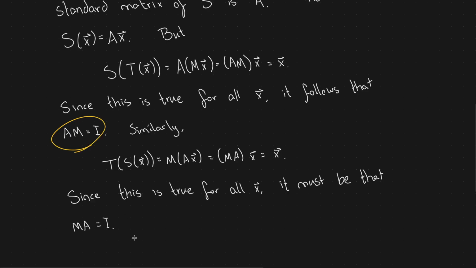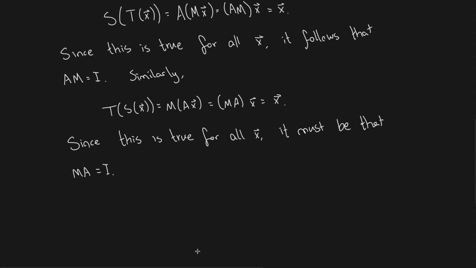So A times M is the identity matrix, M times A is the identity matrix. That's exactly what the definition of matrix inverses is, that the product AM and the product MA are both the identity matrix. Thus, A is equal to M inverse. Okay, we've proven that because these two properties are what it means to be an inverse matrix. I can multiply them either AM or MA. If I get the identity matrix both ways, they are inverses of each other.